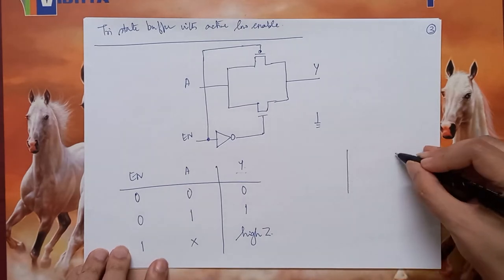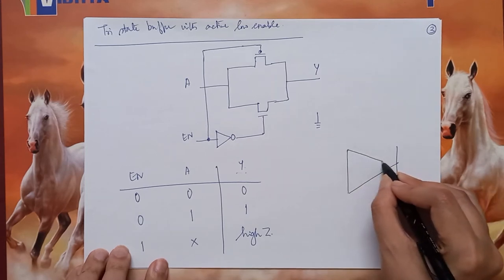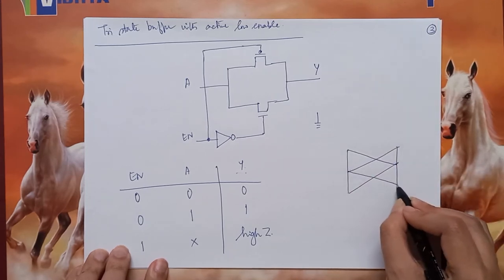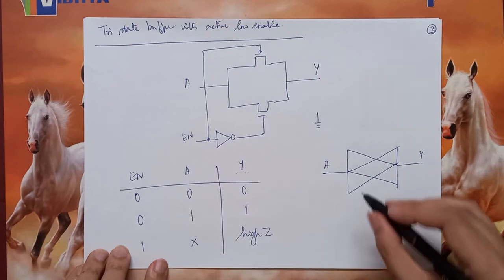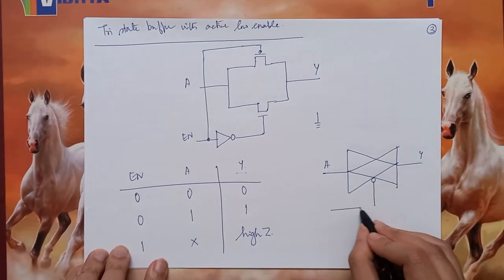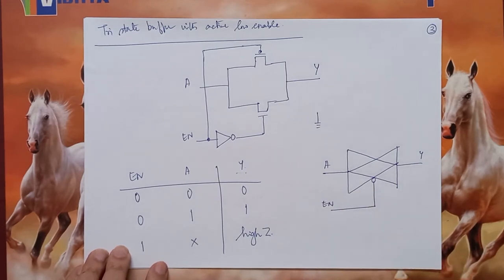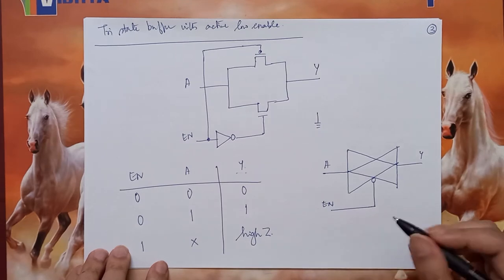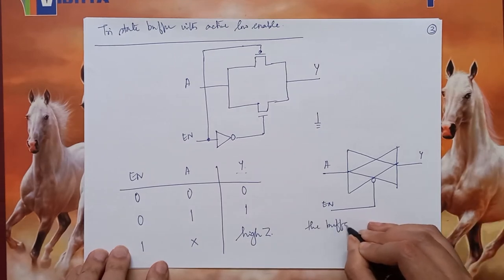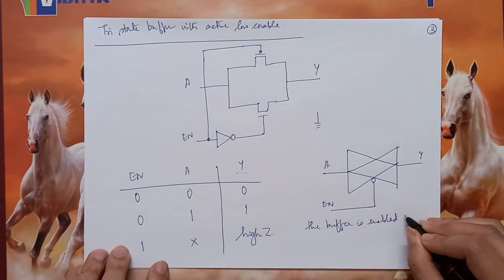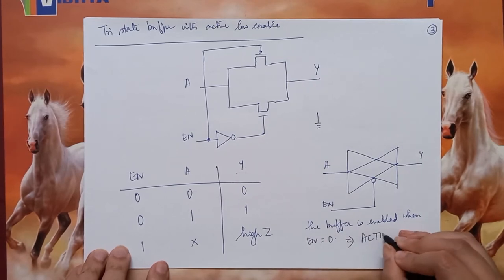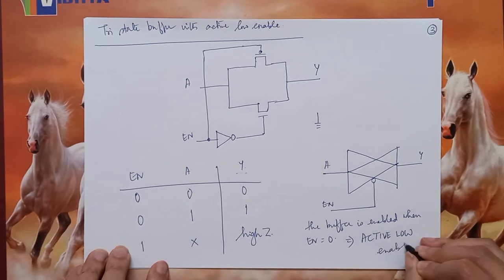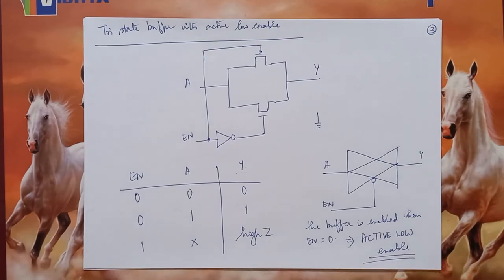The symbol for this buffer is just the opposite. The main part of the symbol looks the same. This is A, this is Y. Now, since the enable is active low, it is indicated by means of a bubble, symbolizing a kind of a NOT gate, in terms of the input logic. So this is when the buffer is enabled when EN equals 0, which means it is active low enable. These are two important conventions which are used in the enabling logic.